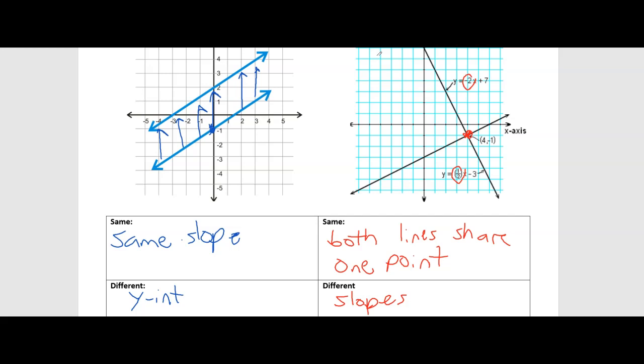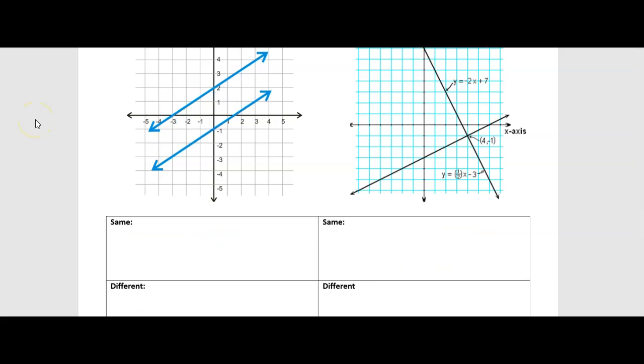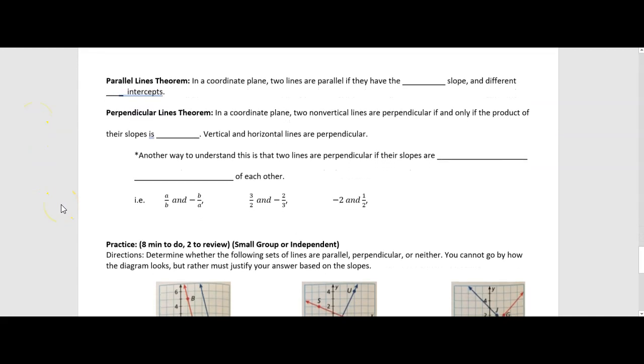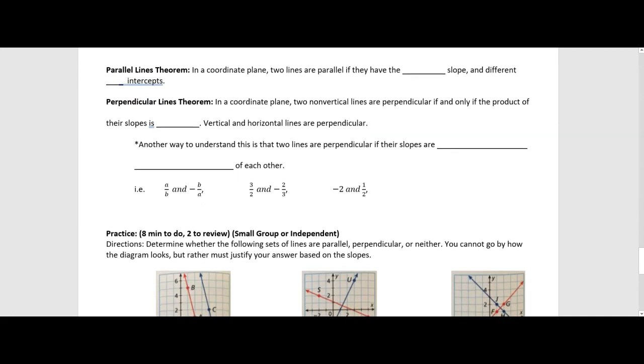So key thing to realize for parallel lines is that they have the same slope, different y-intercepts. For perpendicular lines, their slopes are going to be different, and we're going to talk right below about how they are different. All right, so let's look down below. And we have the parallel lines theorem. So in a coordinate plane, two lines are parallel if they have the same slope and different y-intercepts. That's just what we talked about above.